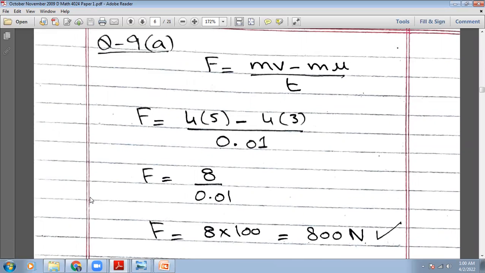So F will be equal to 4 into 5 minus 4 into 3, and in the denominator you will have 0.01. So 20 minus 12, that will be 8 divided by 0.01. So I will remove the decimal in the denominator, and I will put 1 in the place of the decimal in the numerator. After the decimal there are 2 digits, so I will put 2 zeros there. So now you will have 8 multiplied by 100 divided by 1. So it will be 800 Newton. That is how you do question number 9, A part.